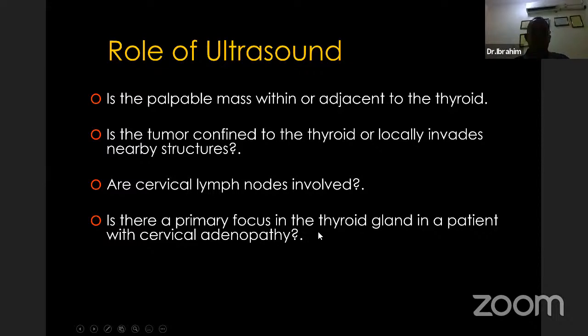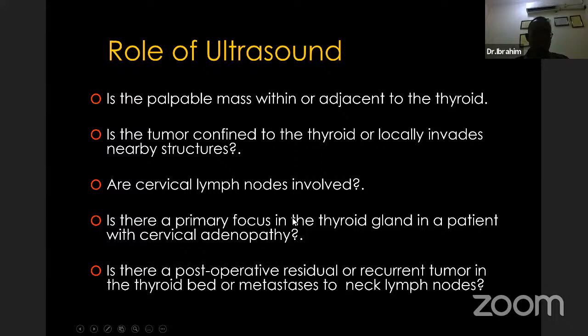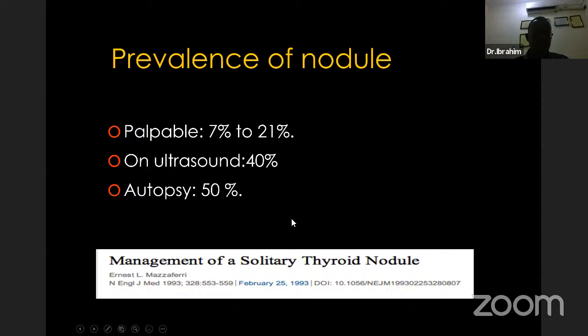Prevalence of nodules. The prevalence of palpable thyroid nodules in adults is 7 to 21%. On ultrasound, it has been demonstrated in 40% of asymptomatic patients, and by autopsy, thyroid nodules are found in around 50%. Therefore, physical examination alone is not a sensitive method for detection of thyroid nodules.